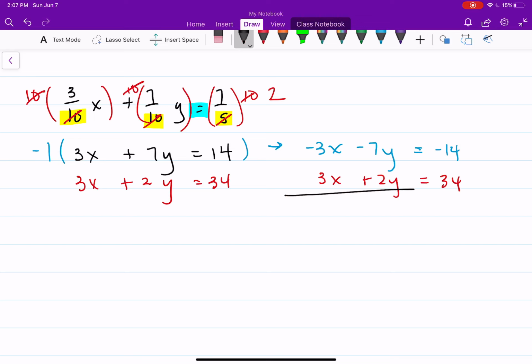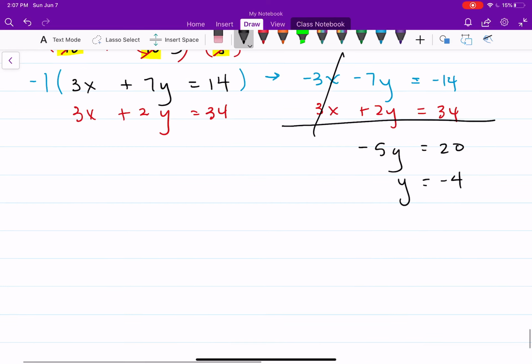Now, if I add these two equations, negative 3x plus positive 3x gives me 0, so that goes away. Negative 7y plus 2y will give me negative 5y. And then negative 14 plus 34 will give me 20. So therefore my y is equal to negative 4.